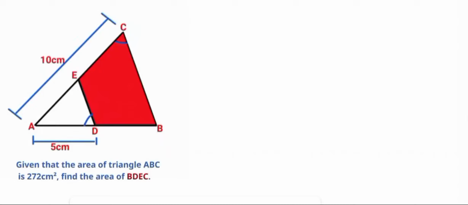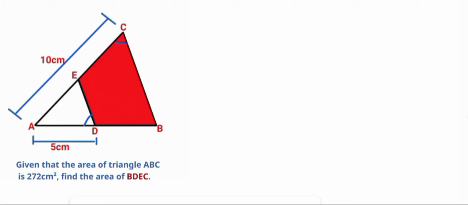In this problem, we're given the area of the bigger triangle ABC to be 272 centimeters squared. Then we are required to find the area of the red portion, a quadrilateral BDEC. To solve this, it is evident that there are two triangles, triangle ADE, which is smaller, and the unshaded triangle, and the bigger triangle that comprises the shaded and the unshaded parts, triangle ABC. We're given the side AD of the smaller triangle, 5 centimeters, while the side AC of the bigger triangle is 10 centimeters. Then the area of the bigger triangle is 272 centimeters squared.